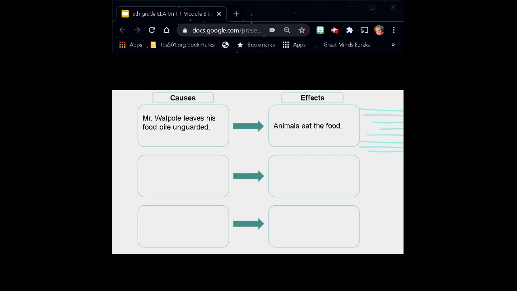Let's review and focus on the Walpole family. Oliver made them a pile of food, but Mr. Walpole leaves it unguarded. I wrote that in the cause box. Mr. Walpole leaves the food pile unguarded. So now let's think. How did that impact the events in the story? If you remember, the animals ate the food that the Walpoles had, and now the Walpoles were hungry. As we read, let's look for more causes and effects related to the Walpoles, especially Oliver.